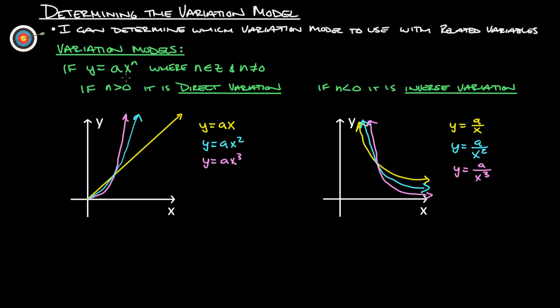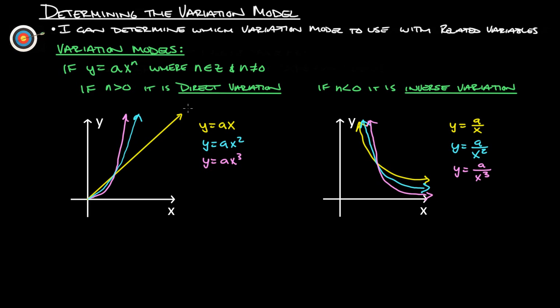If y equals ax to the nth power, where n is an element of the integers. So basically this is just some 0, 1, 2, 3, -1, -2. And n does not equal 0, because that's just going to be y equals a, and that's not going to help us too much. Then if n is greater than 0, which would be 1, 2, 3, 4, 5, and so on, it's considered direct variation.